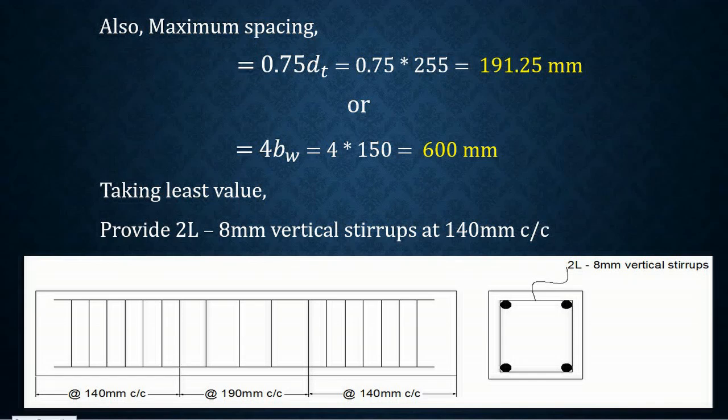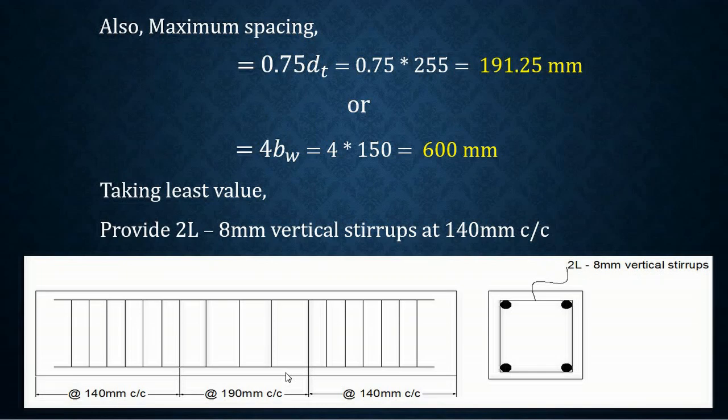center. Here in the first figure, this is the two-legged 8 mm vertical stirrup cross section. After that, we should design for a longitudinal section. Just observe here, at the supports the spacing between the stirrups is 140 mm center to center, and at the mid span it is 190 mm center to center.